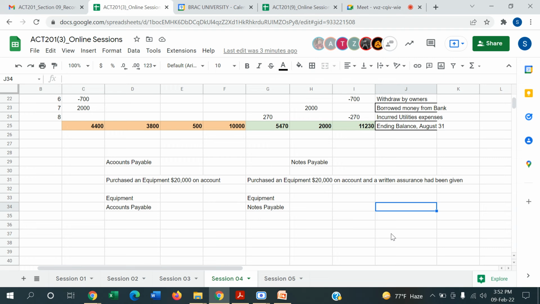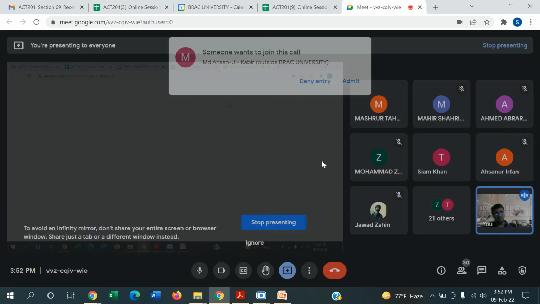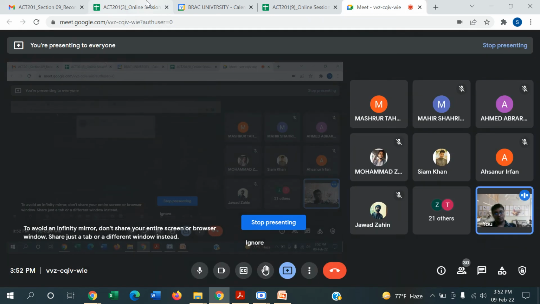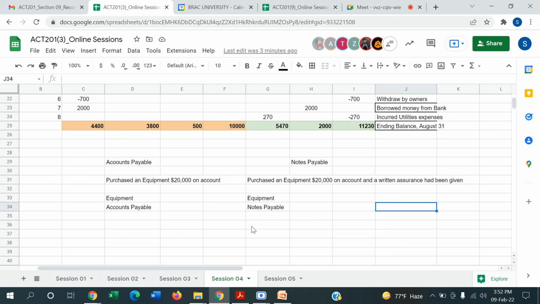But the basic difference is that we'll explain in another chapter how bad debts can arise in an organization and what bad debt means. But many of your friends are newly doing accounting, so I am emphasizing the very basic things to identify the different terminologies only.